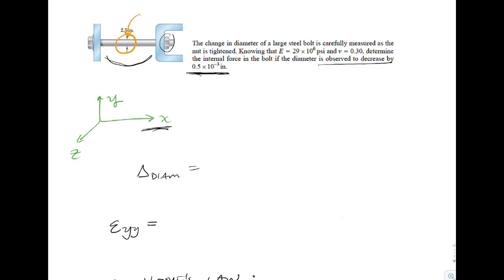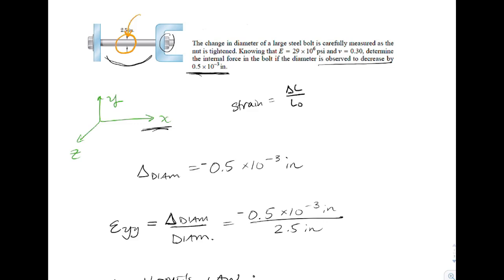So we know that the change in diameter, if it decreases, would be a negative number. The basic definition of strain is equal to the change in length divided by the original length. So we can go ahead and calculate the strain in the YY direction, the normal strain, as the change in diameter divided by the original diameter. If we multiply that out, we just need to keep track of our units. We are inches over inches, so those match up. So we end up with a very small number, something 10 to the minus 6, and that would be called a micron.